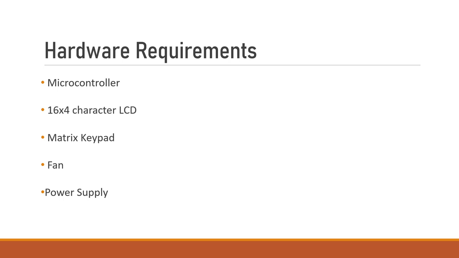Now, the hardware requirements. The hardware components used in this project include a microcontroller, a 16 by 4 character LCD, a matrix keypad, a fan, and a power supply. The microcontroller acts as the central controller, receiving inputs from the keypad, processing the logic, and controlling the output devices. Each hardware component plays a specific role in simulating the microwave oven behavior.